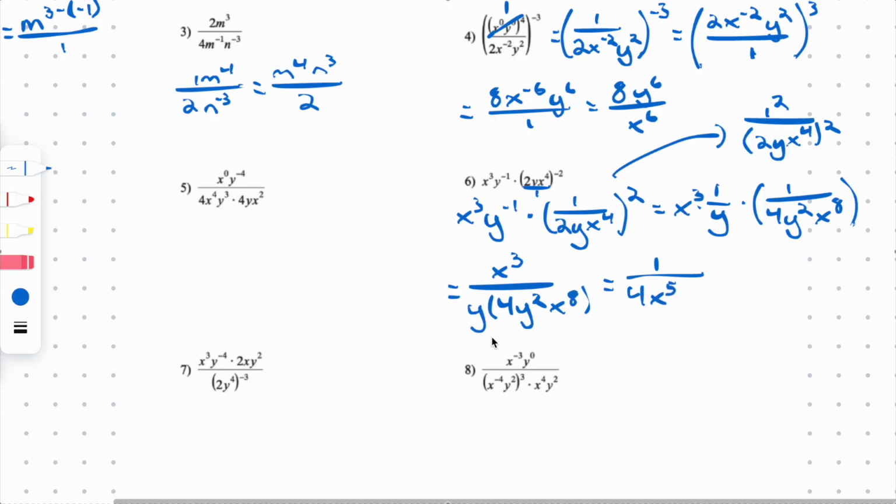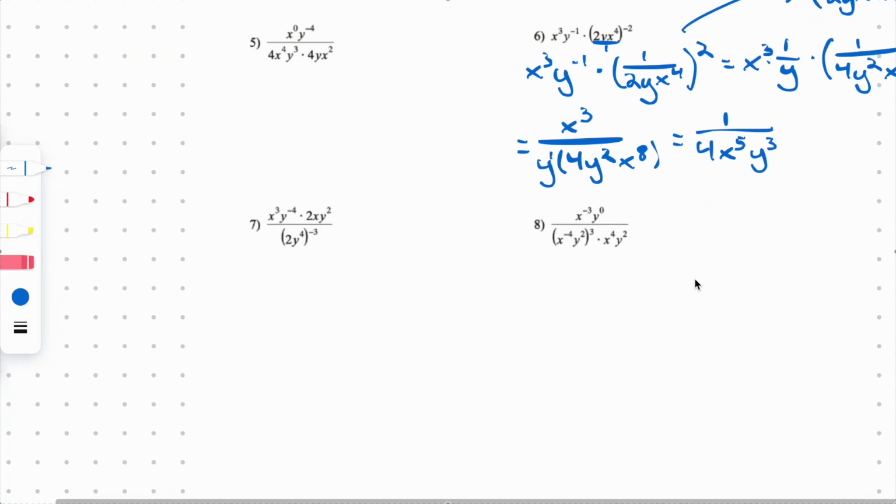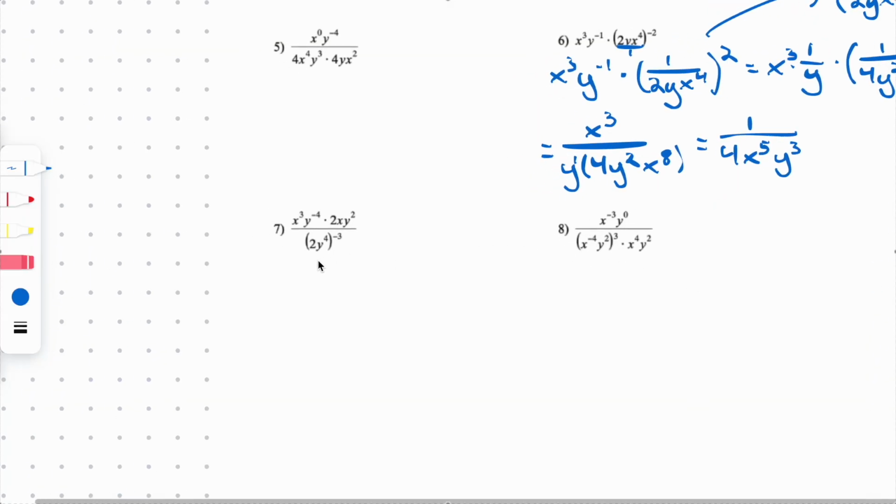And then we have two exponential terms with the same base, y. This is essentially y to the 1st. So we add 1 and 2, and we get y to the 3rd. Okay, then we'll do 7 real quick.